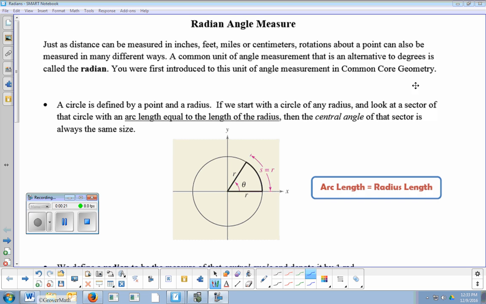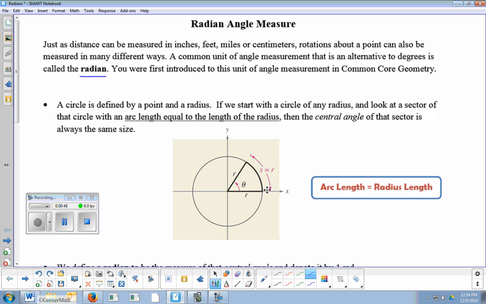And you were first introduced to this in geometry last year. So a radian is another way of measuring an angle other than degrees. What we're showing here is a diagram of a circle, and it's rotating. We know from our first unit of trigonometry that our angles start here and then rotate here. We call this the initial side, the terminal side, and we've been talking about this angle in degrees. Like this angle looks to be about 60 degrees.